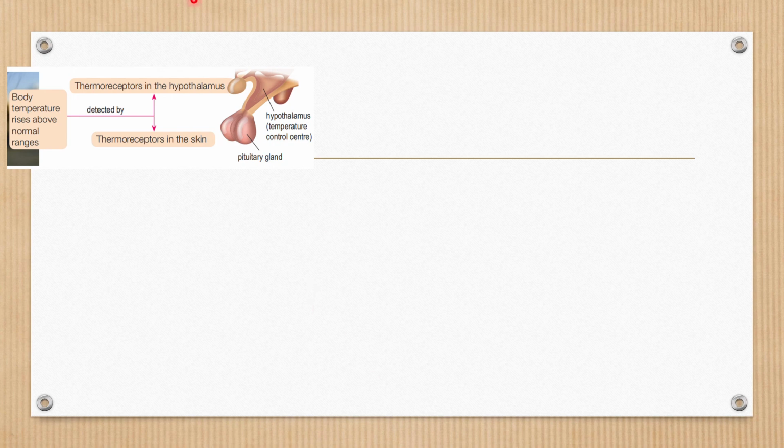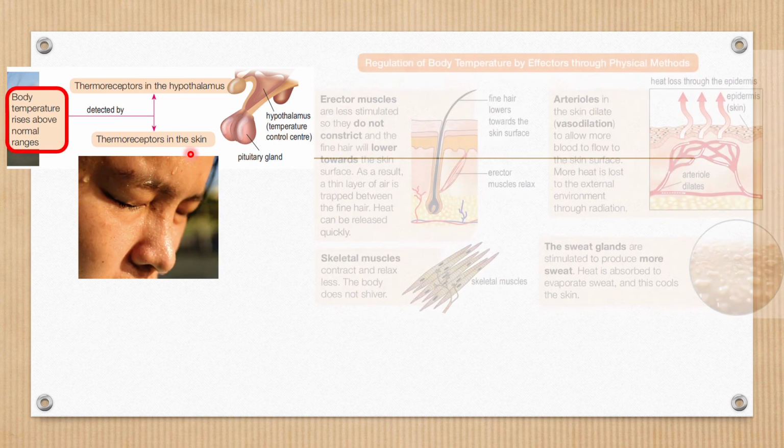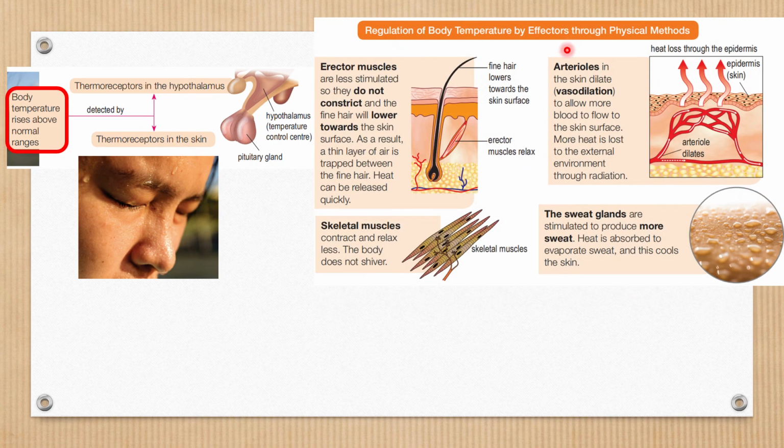Now this is it. If the body temperature rises above normal, it will be detected by the thermoreceptors, be it in the hypothalamus, which is the temperature control center in the brain, or the thermoreceptors in the skin. So there will be regulation of the body temperature by the effector, and these are by physical means. Okay, this has to happen so that the temperature is being brought to the normal level.